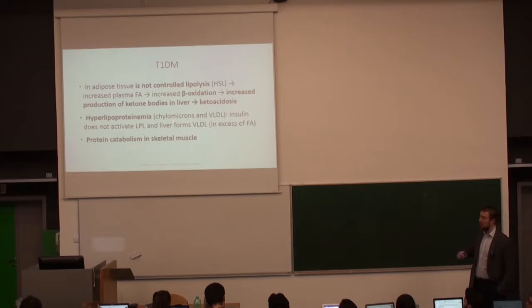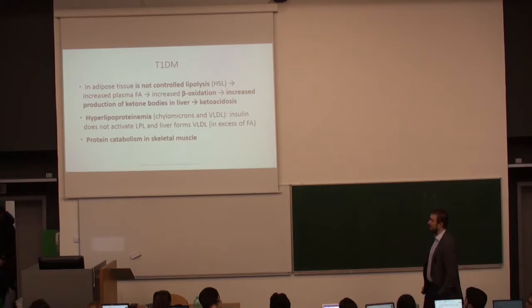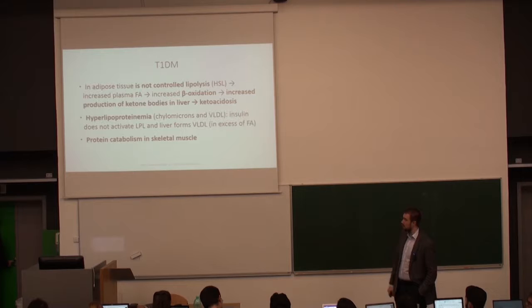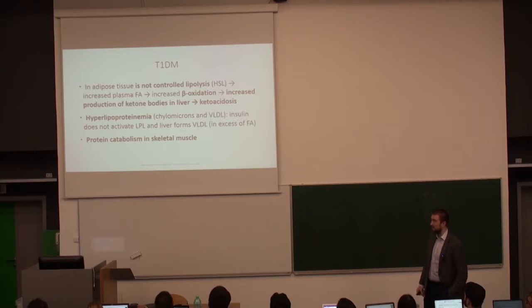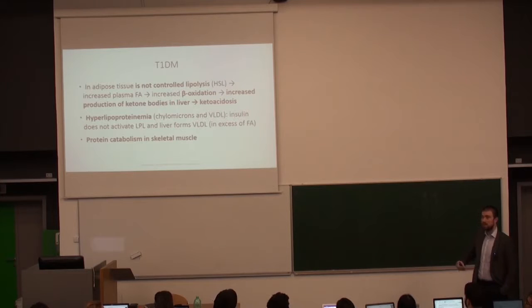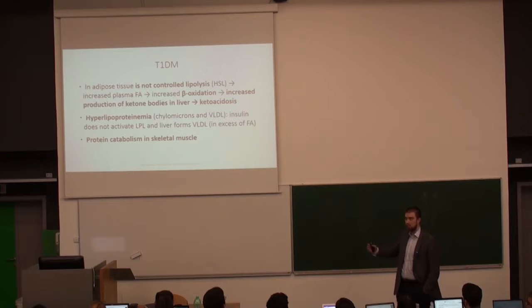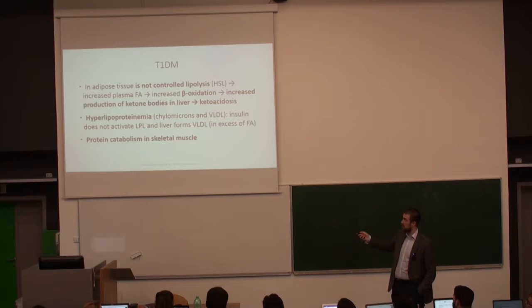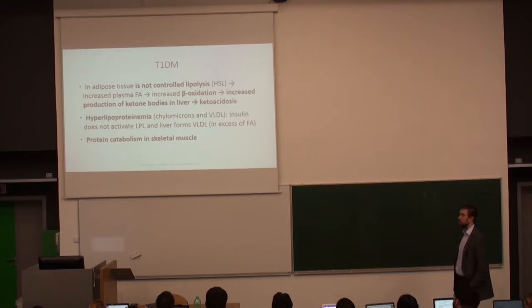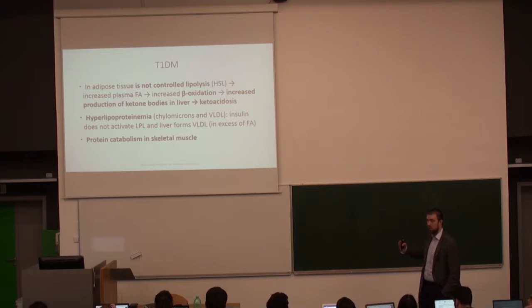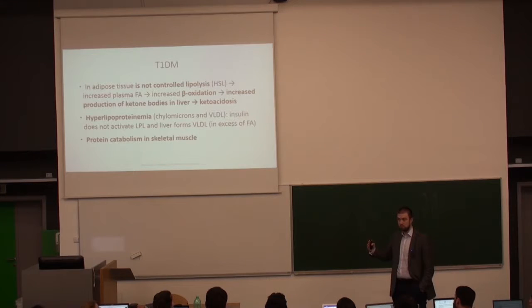Typically, these patients also have hyperlipoproteinemia. They have elevation of VLDL and chylomicrons, and that's because insulin activates lipoprotein lipase in adipose tissue. That's the lipase that should be active in the anabolic state. If there is no insulin in the blood, these particles will stay longer in the circulation. And from the protein point of view, you have very extreme and fast protein catabolism, since insulin is typically protecting your skeletal muscle proteins from degradation.